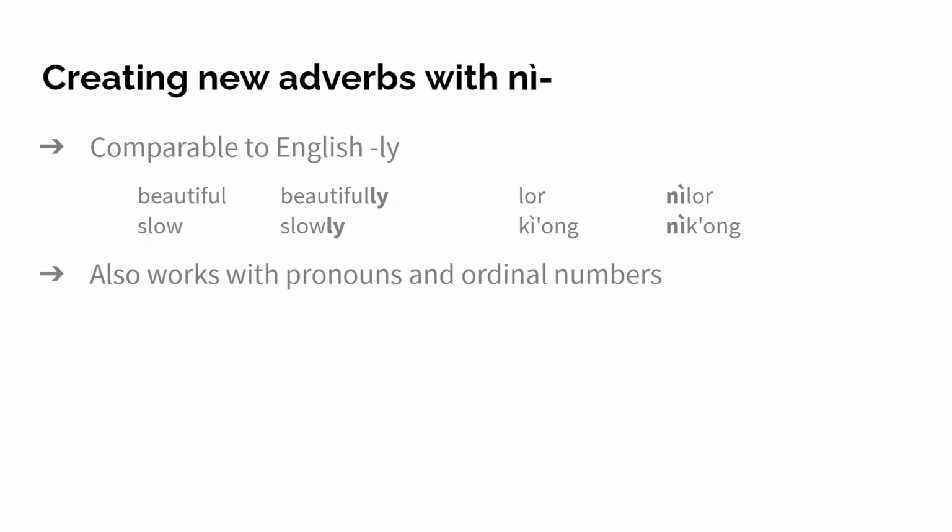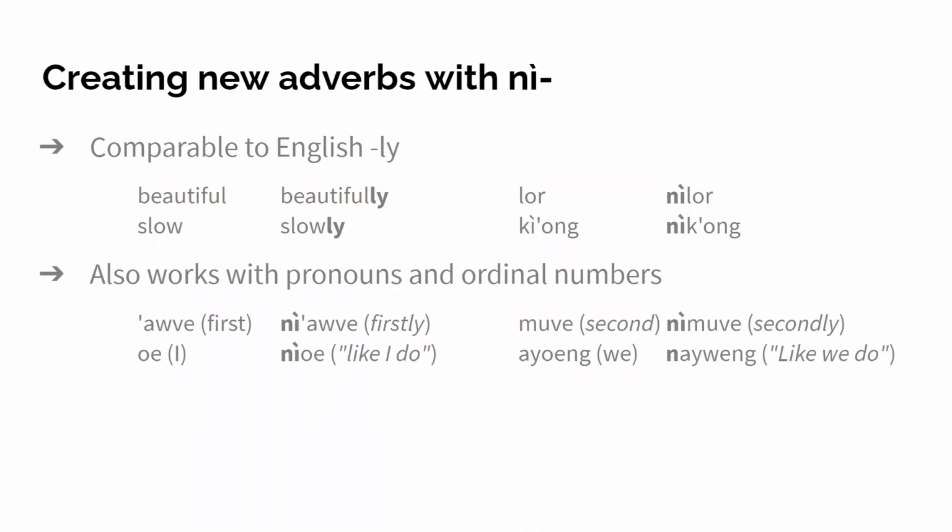This actually also works with pronouns in ordinal numbers. So for example, auve, first, becomes ne auve, firstly. Move, second, becomes ne move, secondly. And you can do this with all these type of numbers. And like I said, also with pronouns.